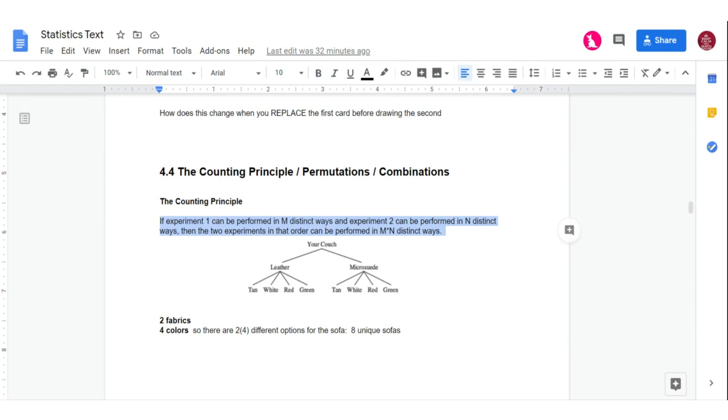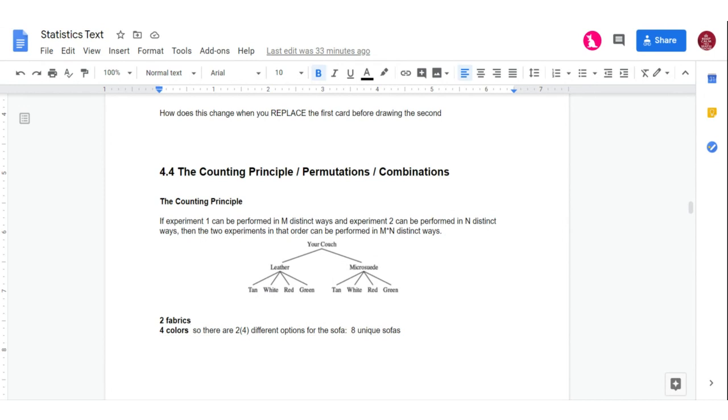Let's say you can buy a couch in 2 kinds of fabrics, either leather or microsuede. And then you can get 4 different colors: tan, white, red, and green. And there's no exclusions. They can all be mixed. So there are the fabrics. You got the leather and the microsuede, and you got 4 colors: the tan, the white, the red, and the green. Now, that little thing I've got drawn there is called a tree diagram.